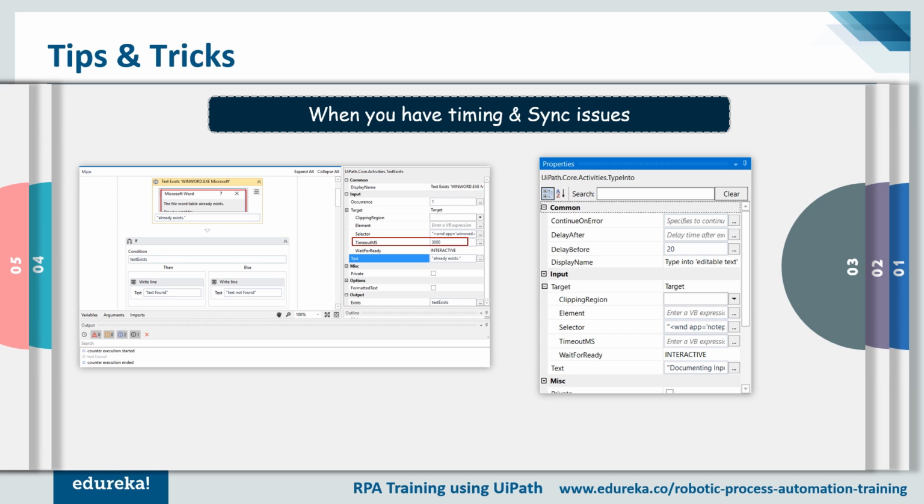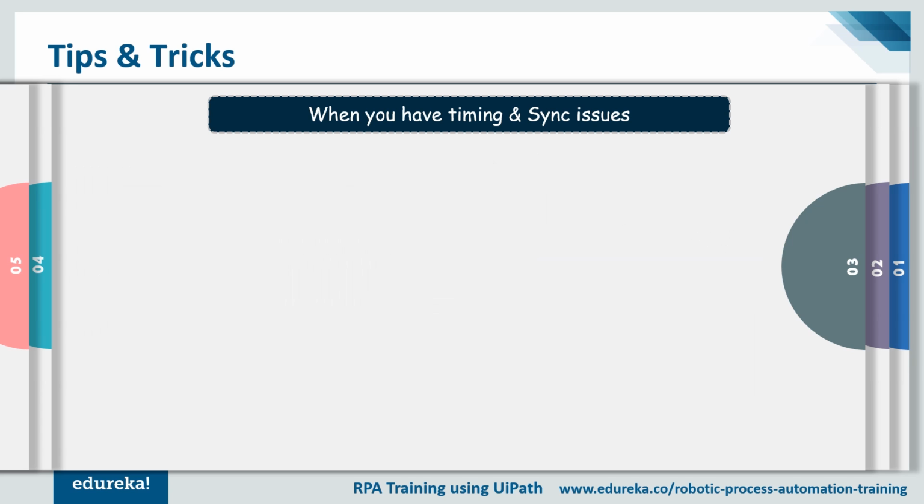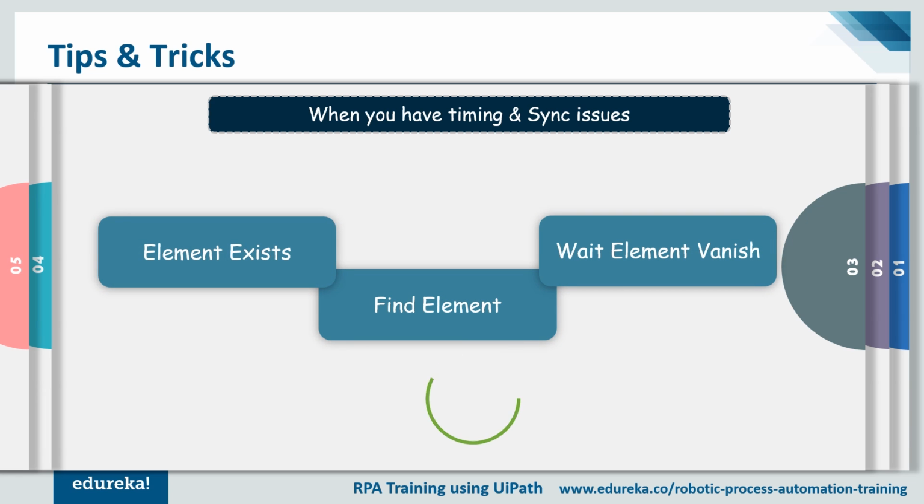You always have to make sure that you put a little bit of timeout milliseconds, so that whether it's 30 milliseconds or 3 seconds or anything, all the timing for loading of a web page or opening an app is considered. So this is one more key takeaway, that you need to understand that your timing should be proper. Now in this, there are three more things that I need to mention for you guys. That is, the element exists, the find element, and the wait element vanish.